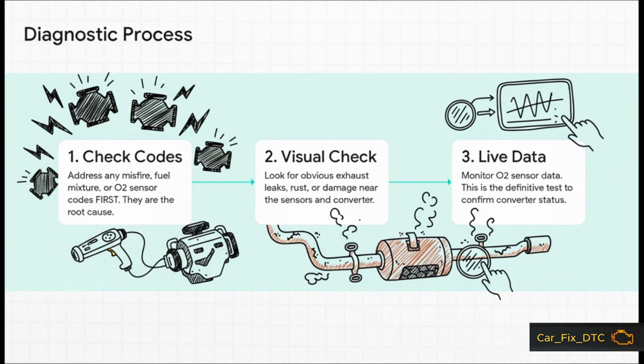Okay, here's your game plan. Step 1, check for other codes. Got a misfire code, a fuel system code? You have to fix those first, because they are often the real villain here. Step 2, get your eyes on it. Do a visual check of the exhaust system for any obvious cracks or rust holes. And third, the final, definitive test, looking at the live data from our two O2 sensor reporters.